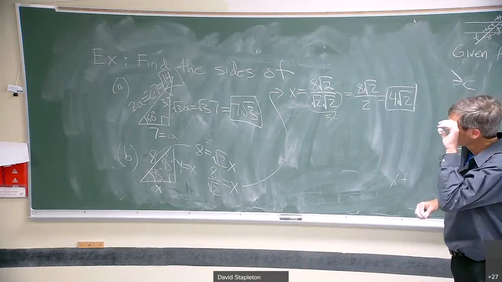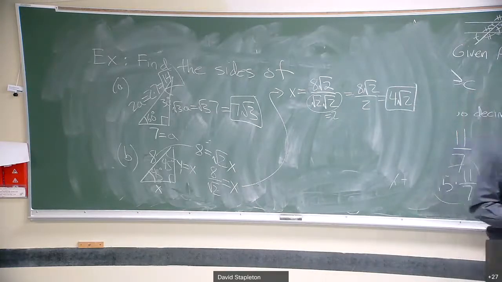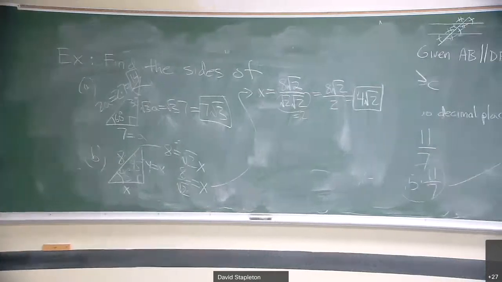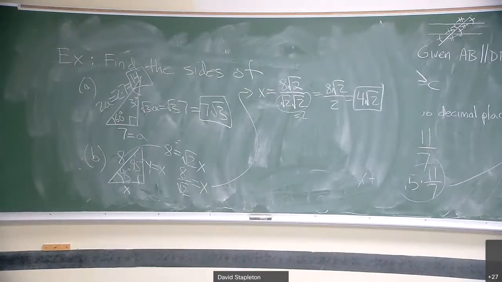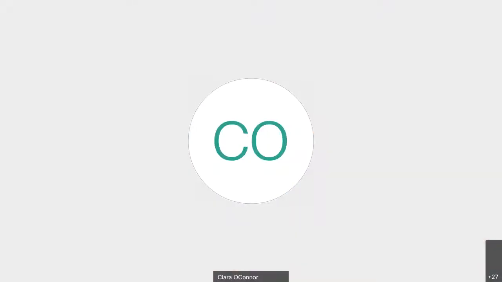So that's how you solve these special triangles if you have a 45, 45, 90 or a 30, 60, 90 triangle. You just remember the ratios of those sides. Let's look at one more here. Why wouldn't the 8 just be, could you not just halve that to get X?